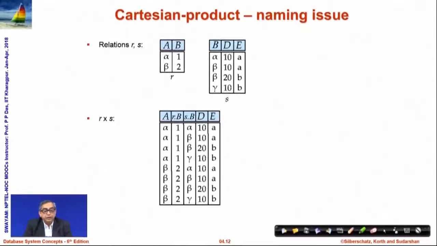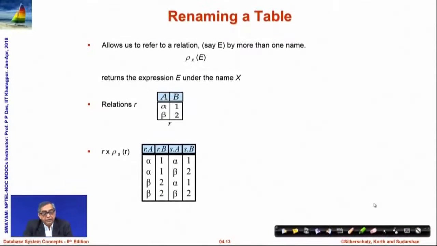So, if two attributes are common, when you take Cartesian product, how do you put their name? Because as the example shows here, between R and S, the attribute B is common. So, how do you take care of that? When such common names happen, we change the name of the attribute with the name of the relation. So, B coming from R will be called R dot B, and B coming from S will be called S dot B.